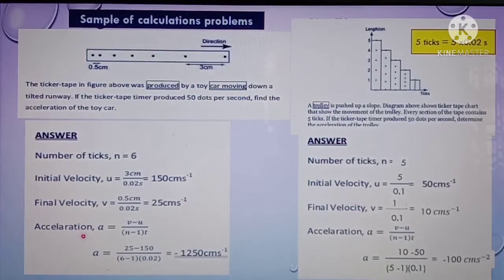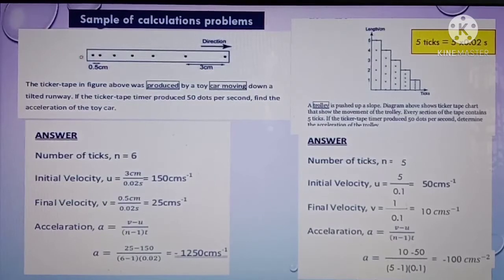Thus use the formula of acceleration. The time taken is time taken for change in velocity. In order to calculate time taken for change in velocity, number of ticks minus 1, you need to minus 1, multiply t, or time for one tick. Okay, so based on this, you can see a equals 25 minus 150 divided by 6 minus 1. So you always minus 1 for acceleration. So 6 minus 1 times 0.02. So you get negative 1250 centimeter per second squared. So the unit here should be negative 2 here.